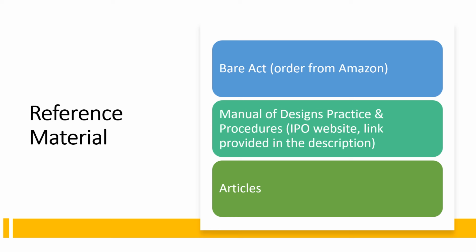And then the second reference material that you should keep with you ready as a hard copy is the Manual of Design Practice and Procedures. It's about 80 pages. So if you print out back to back, it will be just 40 pages. And the Bare Act copy is also very thin, which you order from Amazon, which has its own corresponding rules as well. Plus some articles which are shared with all of you, at least those who register for the live classes. I share with you all the relevant reference material as far as articles are concerned.